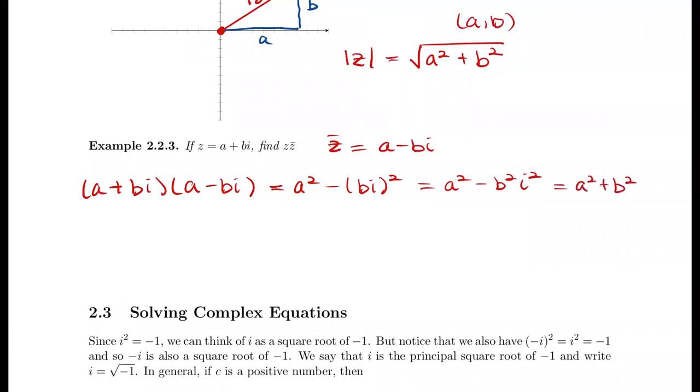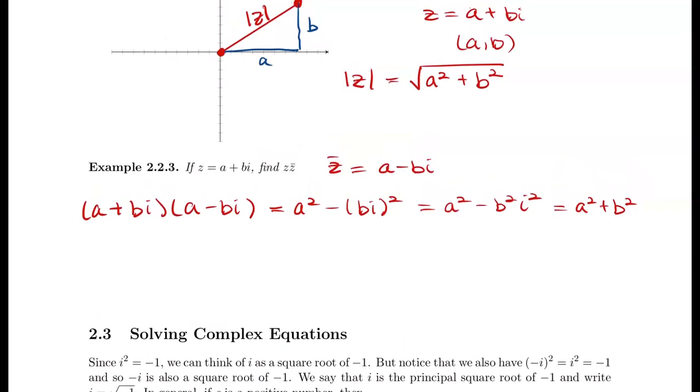But what is a squared plus b squared here? Well, we already just found it above. If we take the square of the norm of z, or the modulus of z, it is also the same as a squared plus b squared. So that means the one that we just found, a squared plus b squared, is also the same as the modulus of z squared.